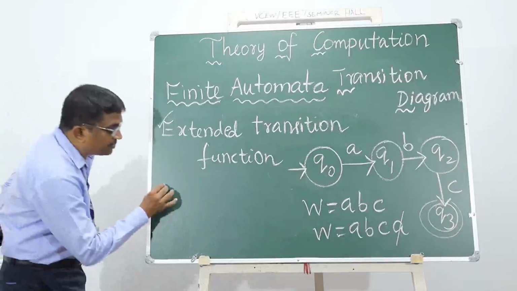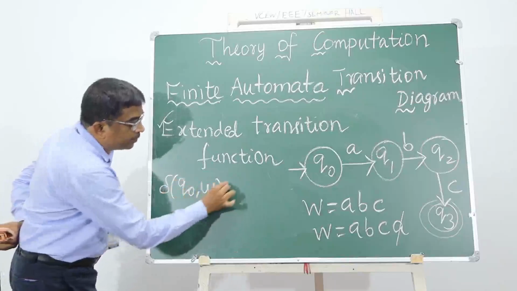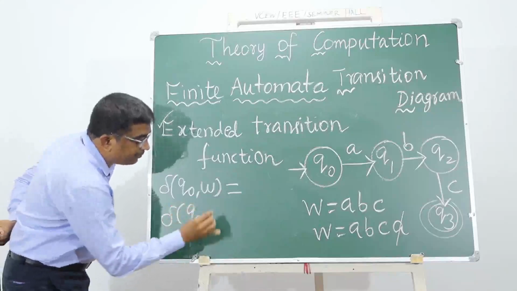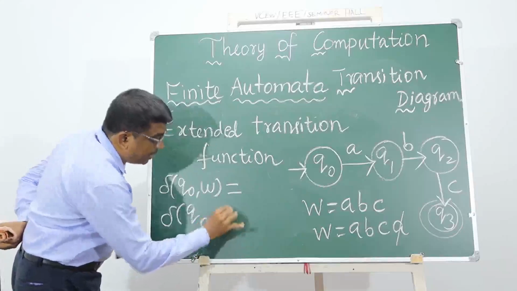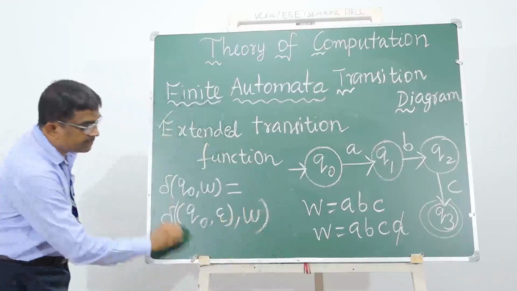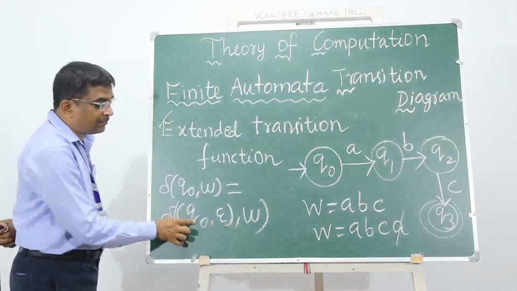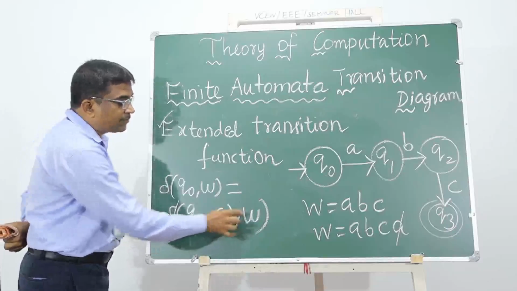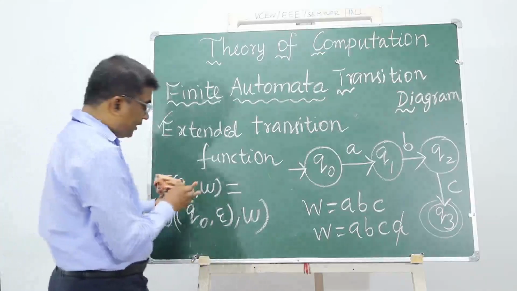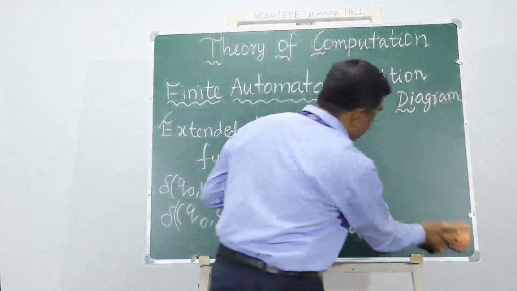Okay, so which will be represented like, suppose the delta of Q0 comma W can be rewritten as the delta of Q0 comma epsilon comma W. Okay, so this is considered one transition function, where this transition function is extended with the initial state Q0 comma epsilon with W. Here, what is the meaning of epsilon? Epsilon is one input symbol but it does not affect any input symbols.